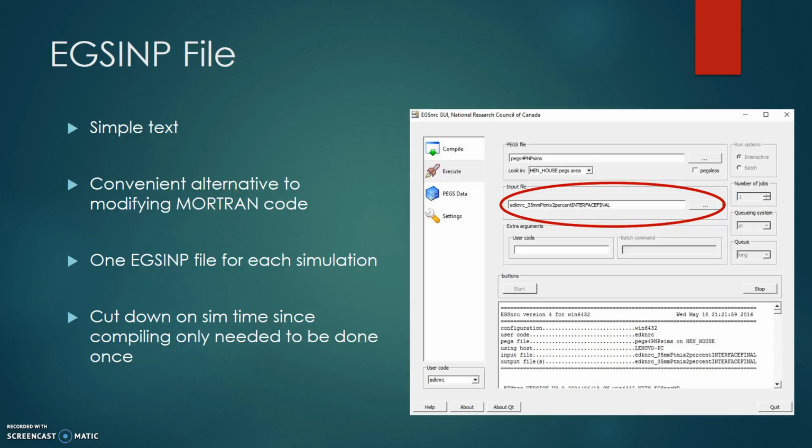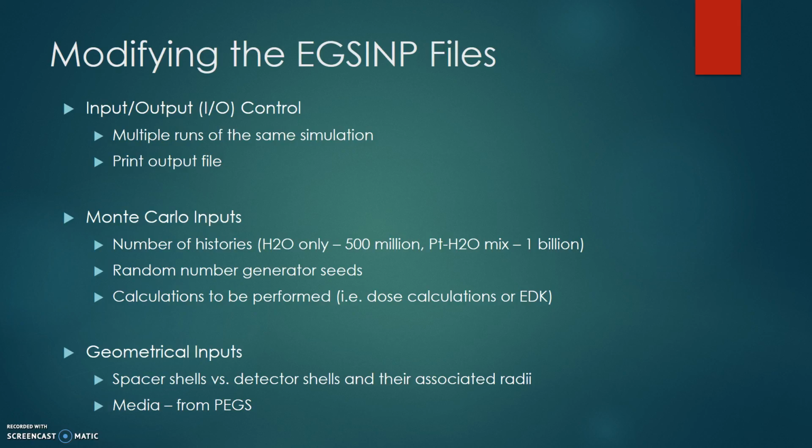Another implementation of the current iteration of EGS is the use of input files over having to modify the user code directly. The EGS input file, or EGSINF file, is a simple Mortran, which is a variation of Fortran, file that contains all of the input parameters you need. One input file for each simulation was made, and they were sequentially selected in the EGS GUI to run.